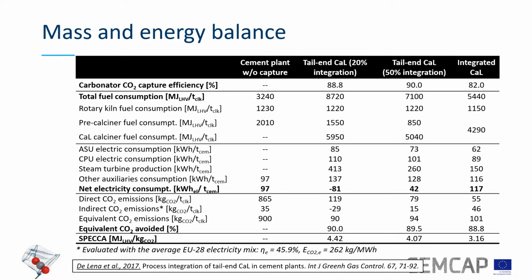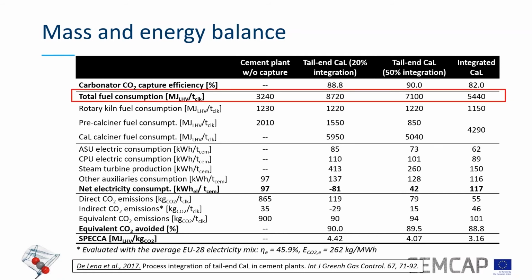Here you see the reference cement plant without capture in the first column, and two tail end calcium looping cases with two different integration levels, 20% and 50%. Here, integration level indicates the percentage of calcium that enters the system through the calcium looping process. So 20% means that 20% of the calcium carbonate is fed to the calcium looping first, while 80% is fed directly to the cement kiln for clinker production. And the last column is the integrated calcium looping case.